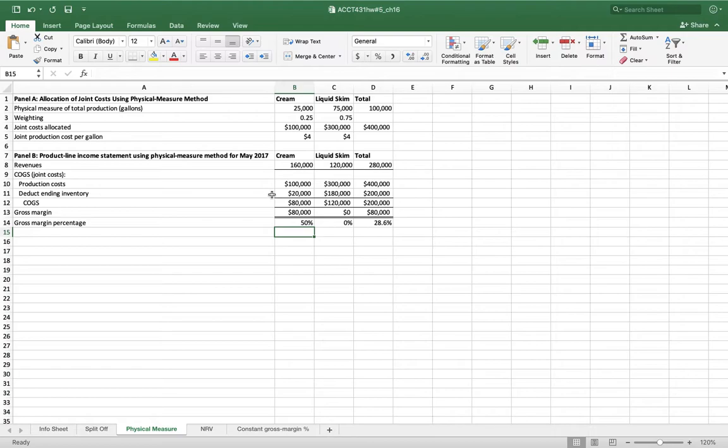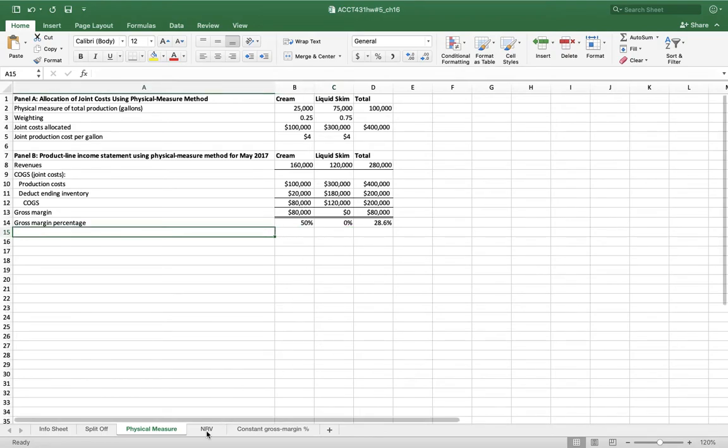So in this example, you see that the gross margin is 50% of revenues for cream, but for liquid skim, it's actually 0%. So that's a big difference compared to the split off method.